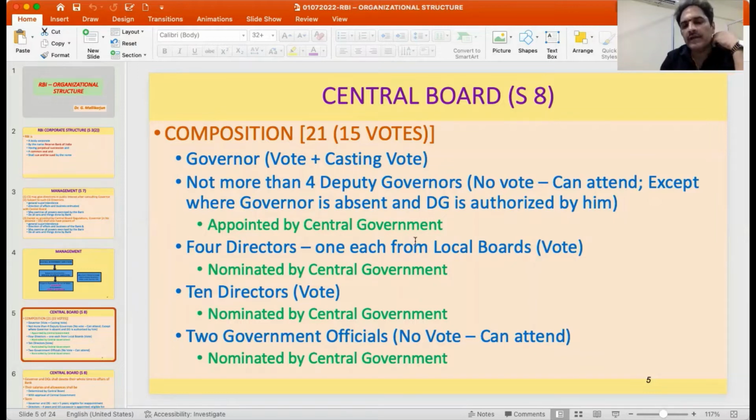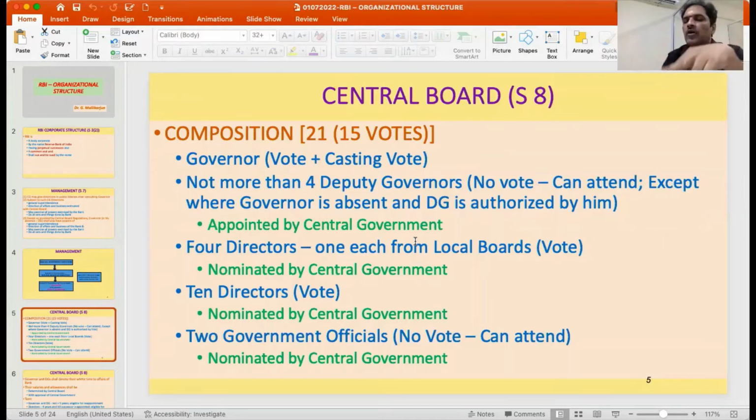Then there are 4 directors, 1 from each of the local boards. Under section 9 of the Reserve Bank of India Act, there are 4 local boards operating in the northern, southern, eastern and western regions. From each of these local boards, 1 person will be nominated by the central government into the central board. Then apart from this, 10 directors will be nominated by central government. These 10 directors and the 4 directors of the central board have their vote. Then apart from this, there are 2 government officials who are nominated by central government.